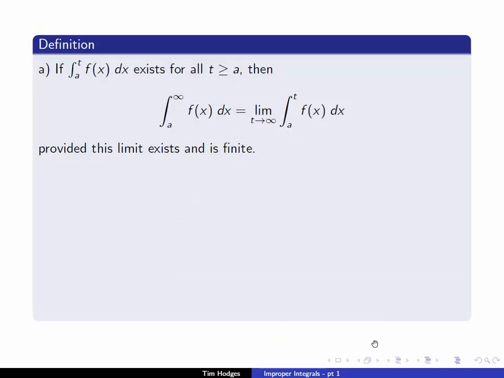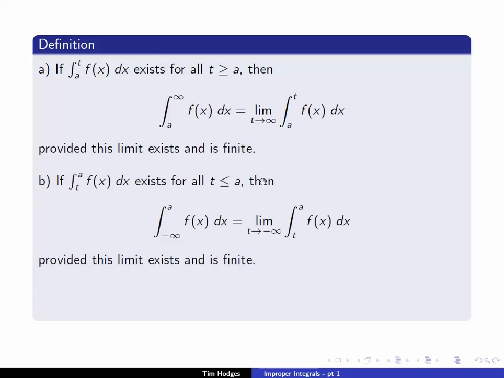So let's look at the general definition. Whenever we have a function f such that the integral from a to t exists for all t greater than or equal to a, then the definite integral enables us to define a function of t to be this integral, and we can then take the limit as t goes to infinity of that value. And so we will define this improper integral, the integral from a to infinity, to be this limit if it exists and is finite.